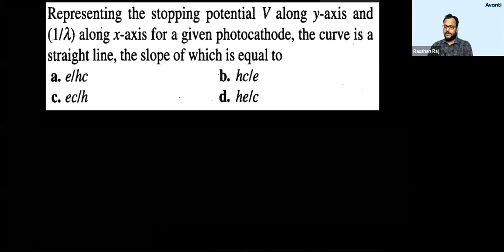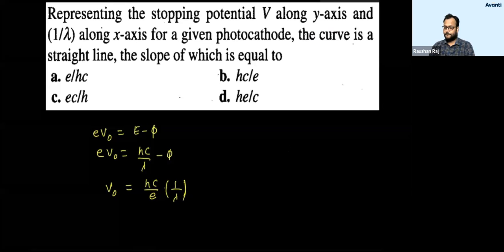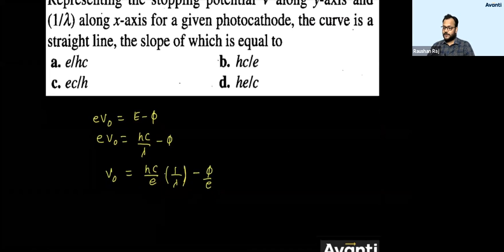So we have to find the slope in the V and 1 by lambda graph. All right. So we know that eV0 is equal to E minus phi, है ना? So hc by lambda minus phi is equal to eV0. V0 will be equal to hc by e into 1 by lambda minus phi by e. So I can compare this with y equals mx plus c, where m is equal to hc by e, and c is equal to minus phi by e.